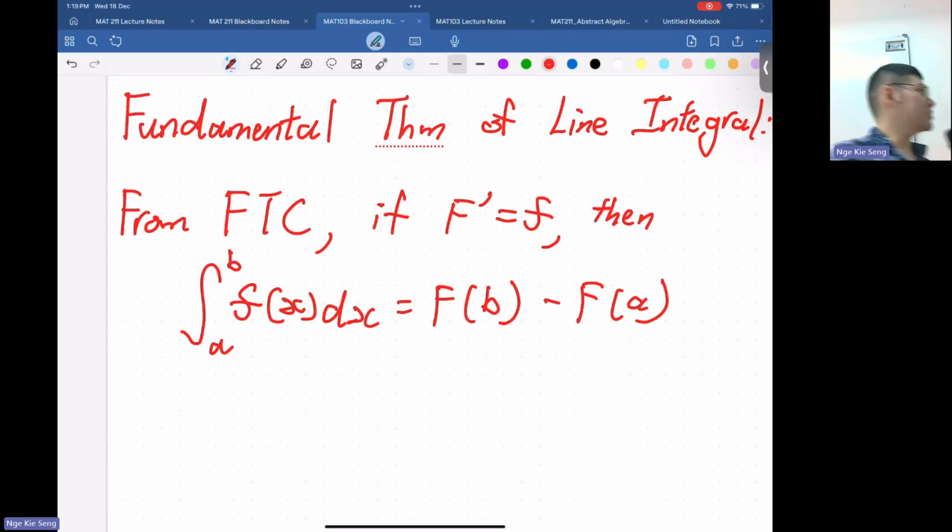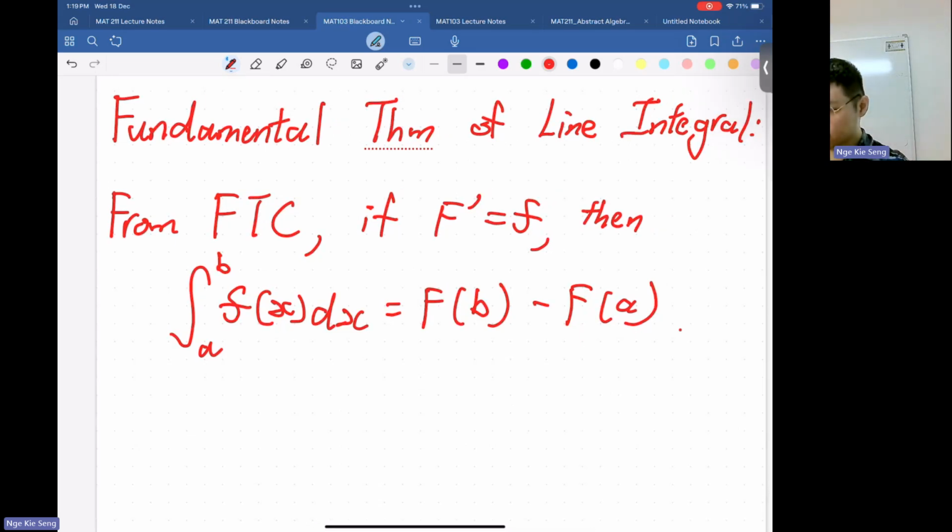Okay, so meaning the small f is the derivative of capital F. In other words, the capital F is the anti-derivative of small f. Then you can use this. This is what you have been doing always, right? When you compute the definite integral.